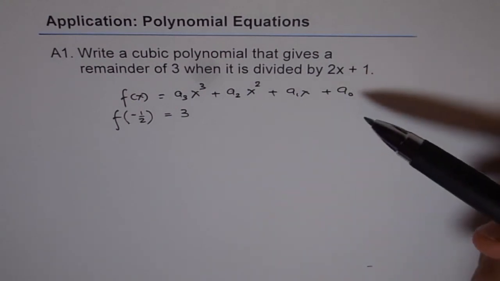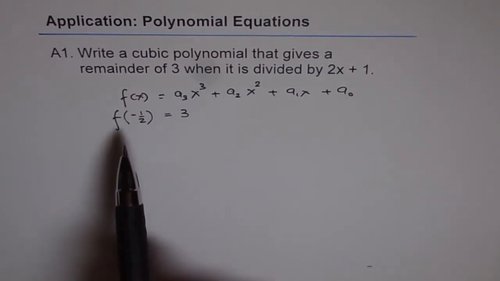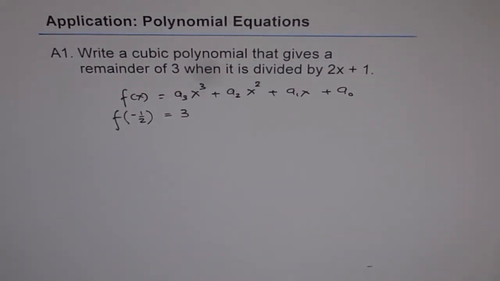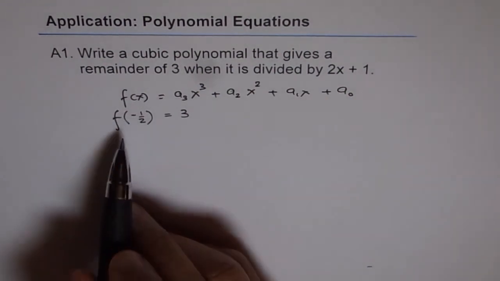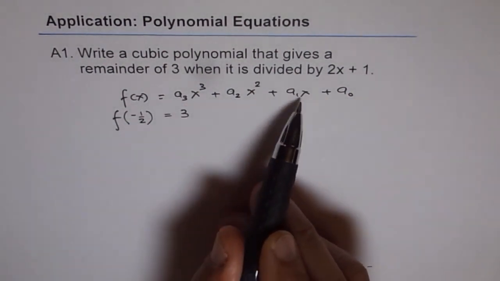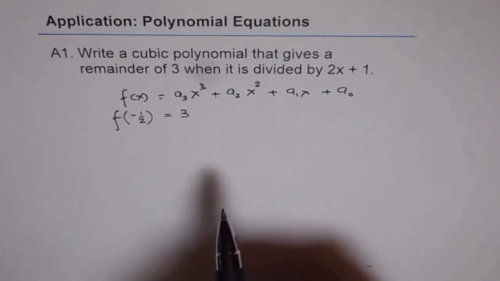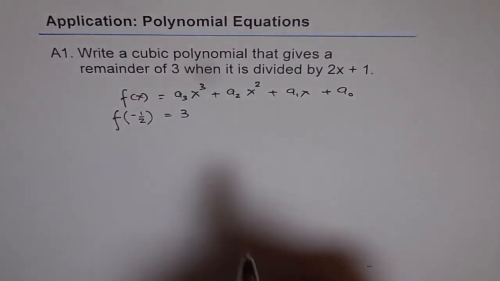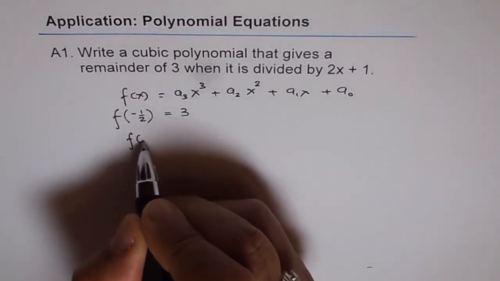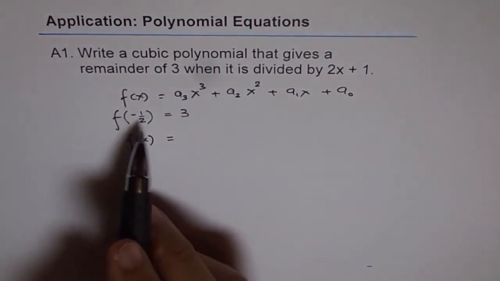We need to give a function which will return the value of 3 at x equals minus half. So minus half is a fraction. We have to plug in minus half here and then get 3, and we should know what these coefficients are. So it looks like a huge problem, but I'll simplify it for you. What we will do is, our coefficients should be chosen so that we avoid fractions.